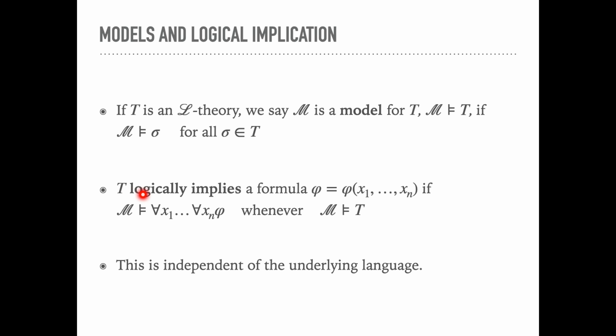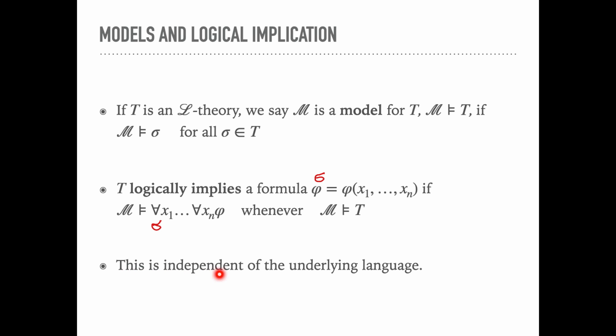Then we can define what it means that T logically implies a formula phi. That just means that whenever I have a model of T, that model also satisfies the universal closure of the formula phi. Again, whenever M satisfies all sentences in T, it also satisfies the universal closure of phi. If phi is already a sentence, you don't need to take the universal closure. So if this was a sentence, you would just write M satisfies sigma.